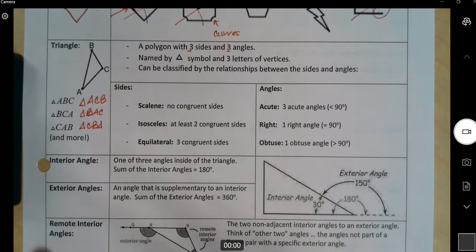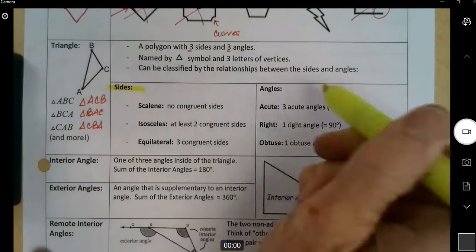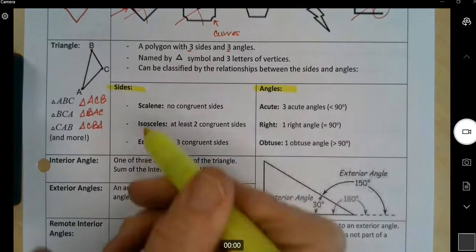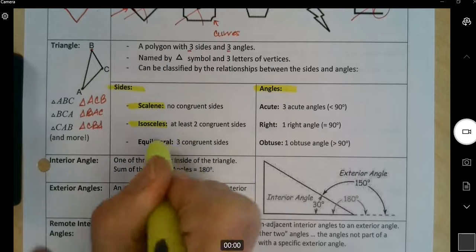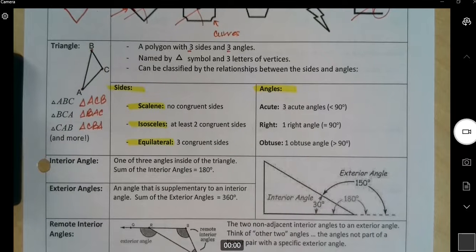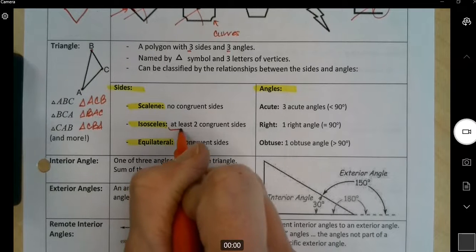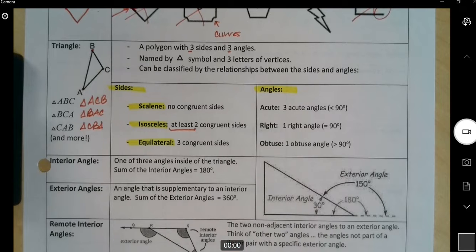Hey, here's the facts. We can name a triangle by sides. We can name a triangle by angles. Your triangle is either scalene, isosceles, or equilateral, if we're talking about sides. Here is the kicker that you're going to get hung up on. Isosceles triangle has at least 2 congruent sides.